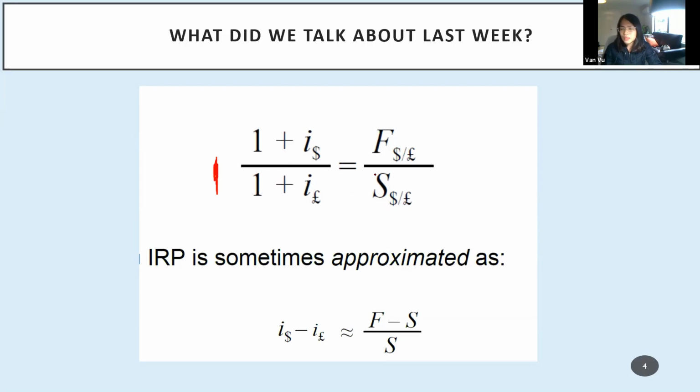The IRP depicts the relationship between interest rates in two countries, for example, in the US and the UK, and the exchange rates in the spot and the forward market. We can also write the approximation form, which is i_$ minus i_£ approximately (F minus S) divided by S.